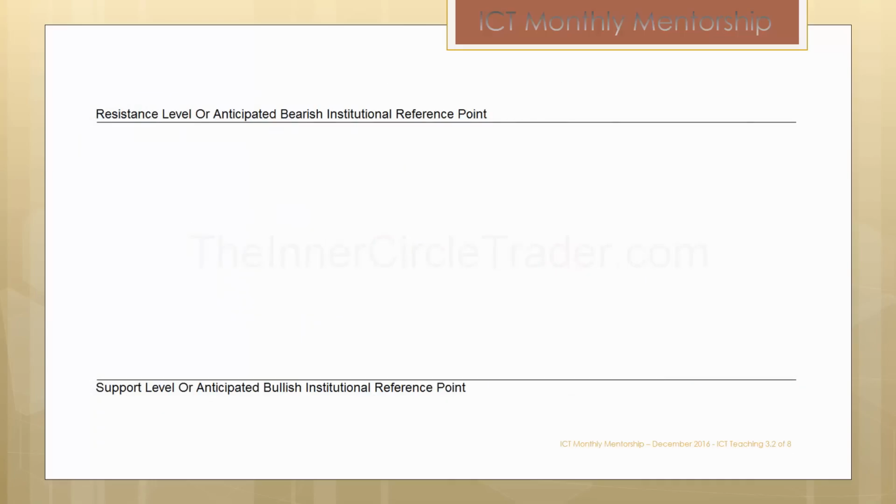So we're going to be looking at the breaker. Okay, and what we're going to be looking at is how we can use this form of mitigation to highlight a trade setup.